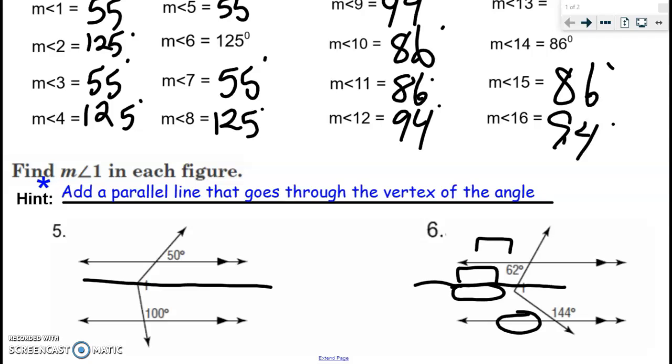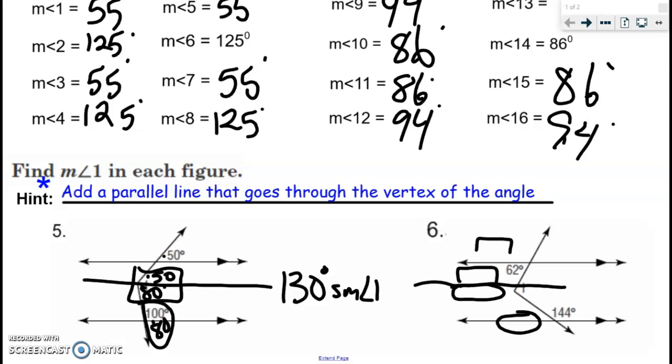All right. Since these are corresponding, I know this one will be 50 degrees. And these are corresponding, and I know these are a linear pair, so this must be 80 degrees, which means that this must be 80 degrees as well. So this together is 130 degrees, which equals the measure of angle 1.